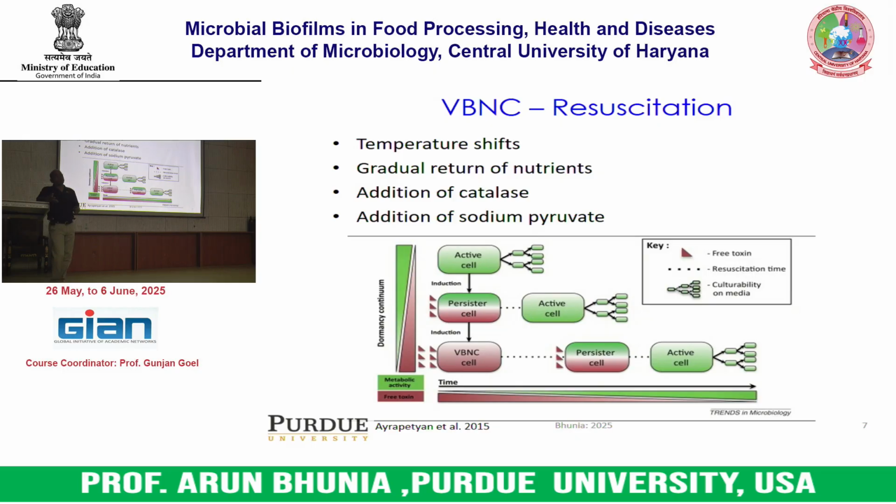Sometimes we produce hydrogen peroxide. For example, in the macrophage, when bacteria are engulfed, the macrophage produces hydrogen peroxide, and hydrogen peroxide is essentially going to kill the organism, right? But if you make catalase, you can neutralize the hydrogen peroxide, okay? So if we add catalase, you can neutralize hydrogen peroxide action, and now the organism can come back. And sodium pyruvate also scavenges some reactive oxygen species, so the organism can come back to life.